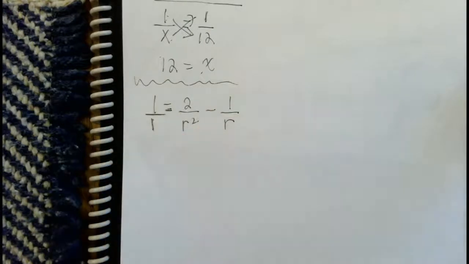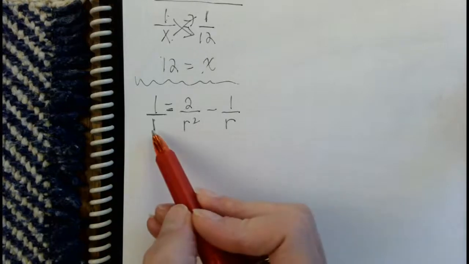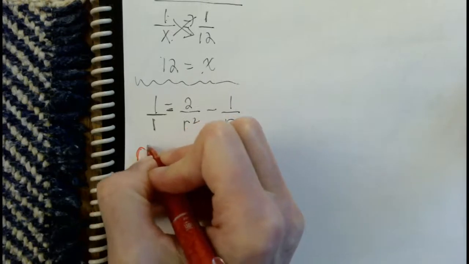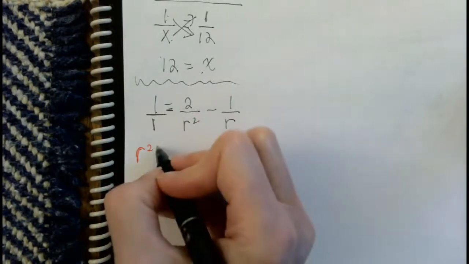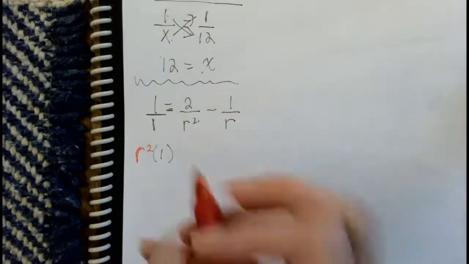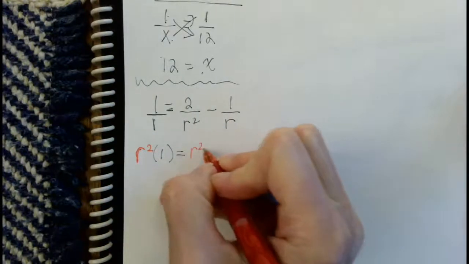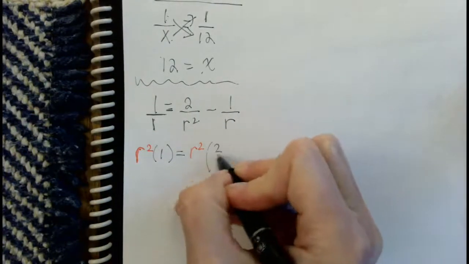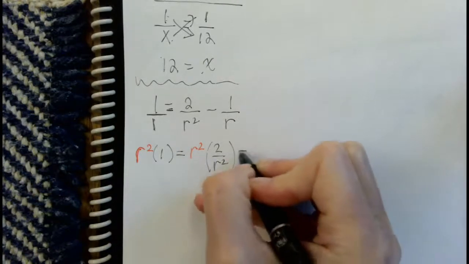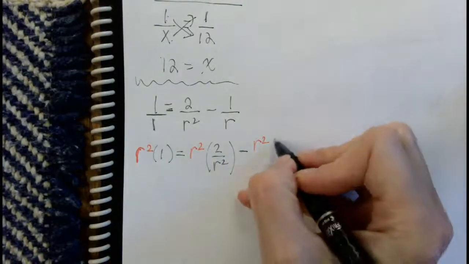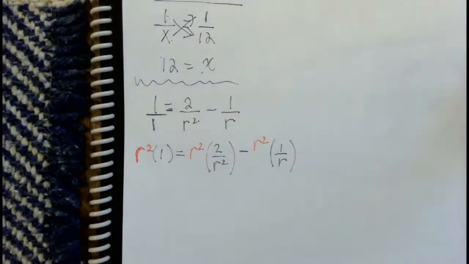And the common denominator is going to be the highest exponent. So ultimately, between 1 and r squared and r, our common denominator is r squared. And we're going to multiply 1 by r squared. And then we're going to multiply r squared by 2 divided by r squared. And then we're going to multiply r squared times 1 divided by r. When we find the common denominator, we use it to get rid of the fraction.